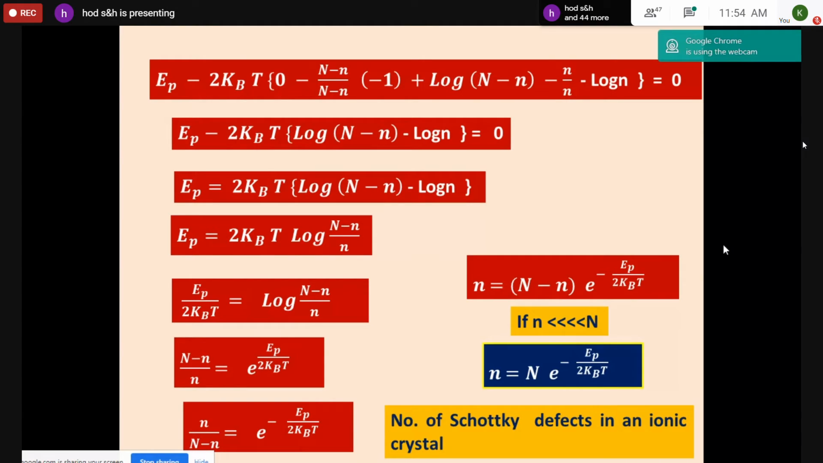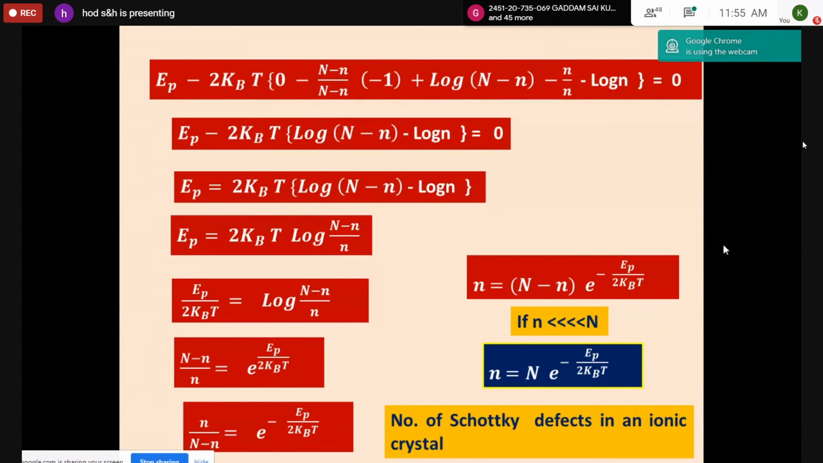By differentiating this, as I said, finally you get Ep minus 2 kBT log of (N minus n) minus log n is equal to 0. You bring the second term to the right hand side. It is Ep is equal to 2 kBT [log (N minus n) minus log n], and log (N minus n) minus log n can be written as log of (N minus n) by n, that we did here. Then you bring 2 kBT here. Ep by 2 kBT is equal to log (N minus n) by n, and (N minus n) by n is equal to e power Ep by 2 kBT.